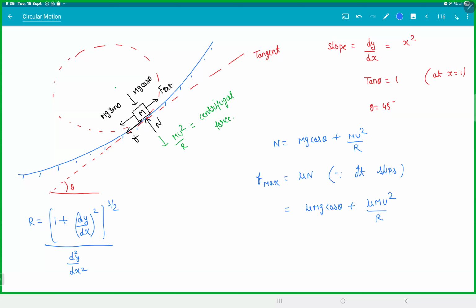So what is dy by dx? x square. And what's the double differential? 2x. You wanted x is equal to 1. So radius of curvature will be 2 power 3 by 2. So 2 root 2, that is your radius of curvature.